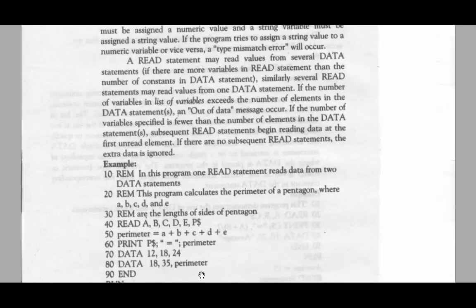Read A, B, C, D, E, P$. It will read the string value. Then perimeter is equal to A plus B plus C plus D plus E. Print P$ equal perimeter. Data 12, 18, 24, data 18, 35, perimeter.